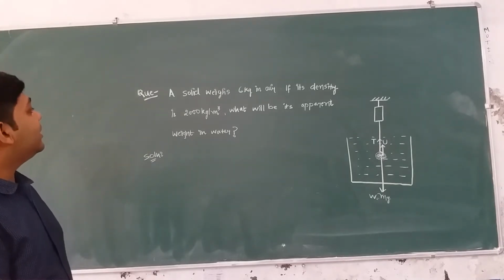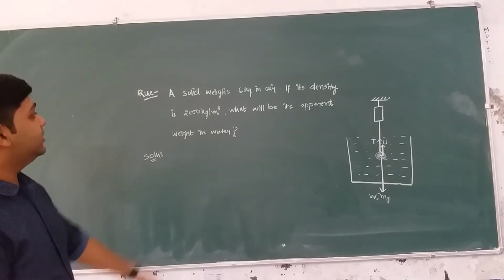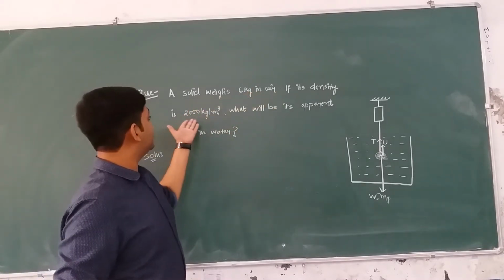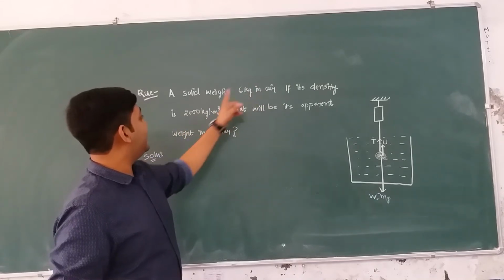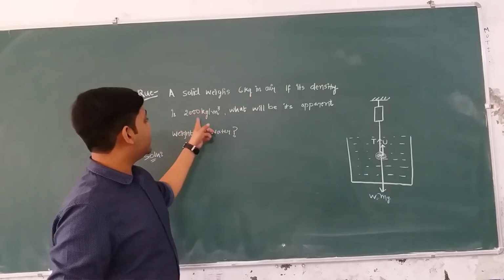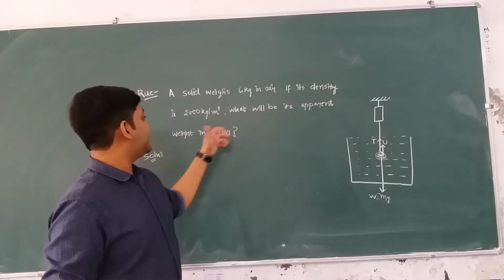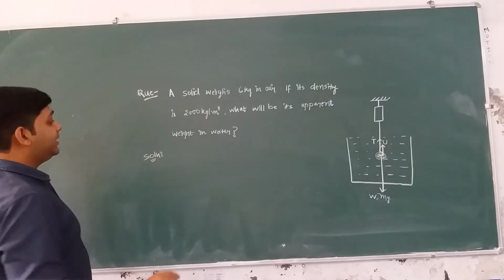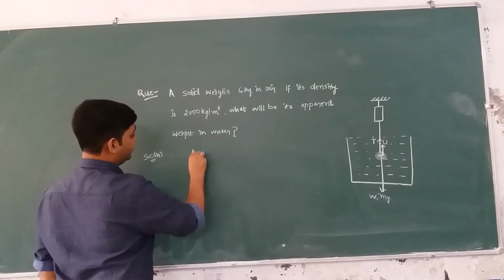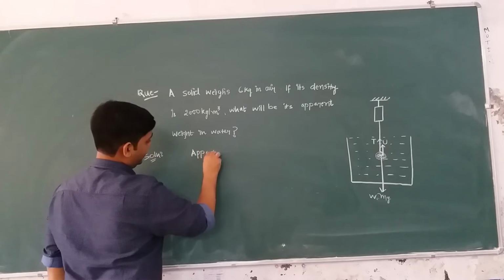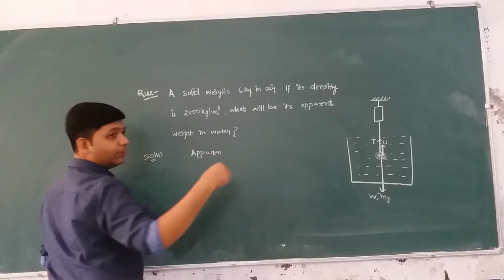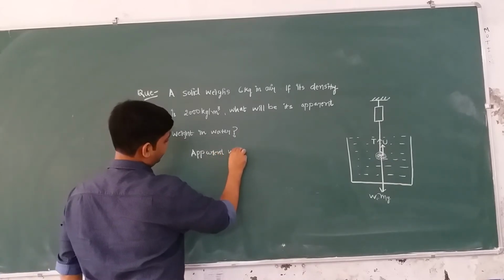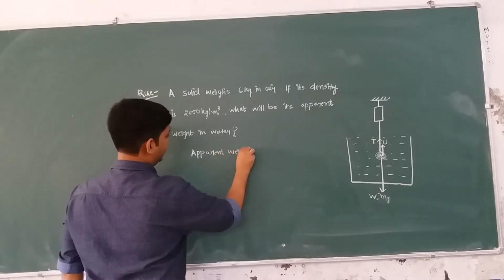The question says a solid weighs 6 kg in air. So this is the mass of the object given to us, and if its density is 2000 kg per meter cube. So this is the density of the solid which is given as 2000 kg per meter cube. What will be its apparent weight in water? So this formula and this concept will be used again. Apparent weight is equal to W minus U.